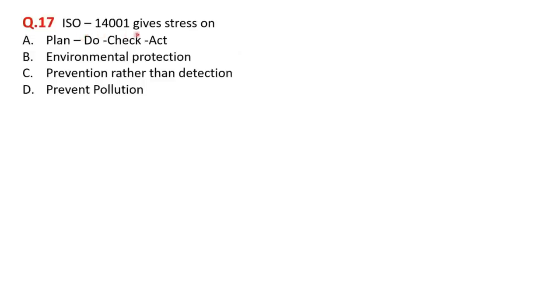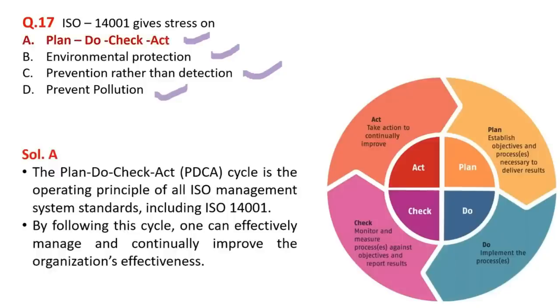Next question is ISO 14001 gives stress on. So on which one does it give importance, whether it gives stress on plan, do, check, act, or on environmental protection or prevention rather than detection, or prevent pollution. So it is on plan, do, check, act. Even this question is from the last chapter, that is environmental management standards. So first they will plan, that is they will have the objectives and all. After that they will implement. After that they will cross check whether what they have implemented is right or wrong, and they will make the changes accordingly and they will act, and this cycle keeps continuing.